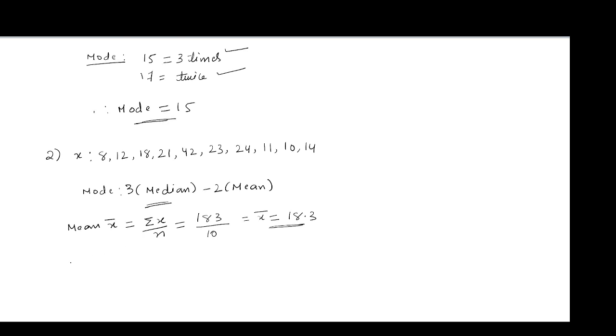Now, for calculating mode, we need 3 times median minus 2 times mean. I already got the mean value. Next calculation is median. Now we have to calculate median.